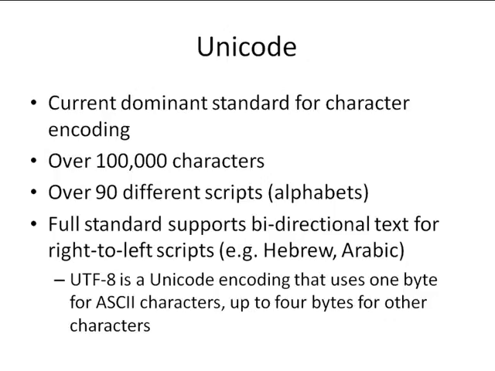The current dominant standard for character encoding is something called Unicode, and there are over 100,000 characters in Unicode, and it supports over 90 different alphabets. And the full Unicode standard supports text for languages that write from right to left, such as Hebrew or Arabic. And UTF-8 is a Unicode encoding that uses 1 byte for ASCII characters, so ASCII code is preserved as part of Unicode. So with UTF-8, a single character might use up to 4 bytes, but an ASCII character might just use 1 byte.